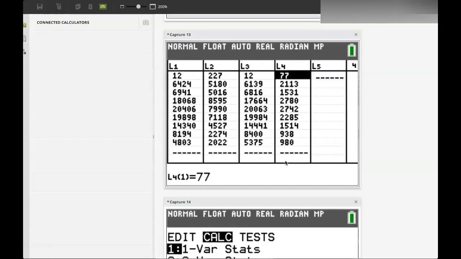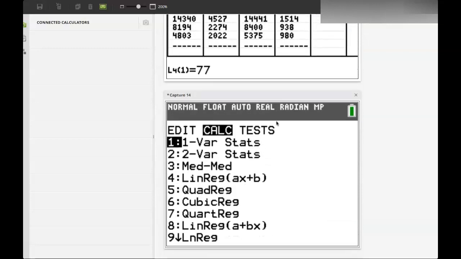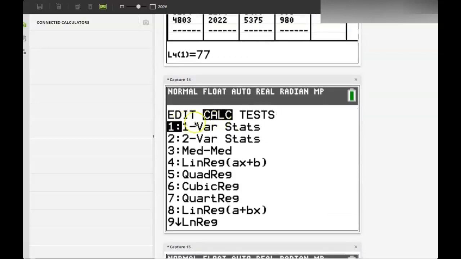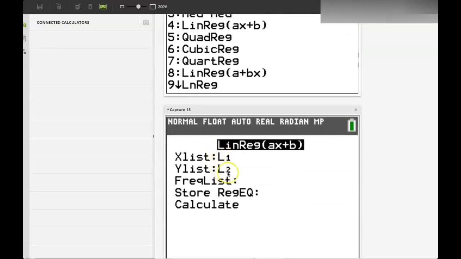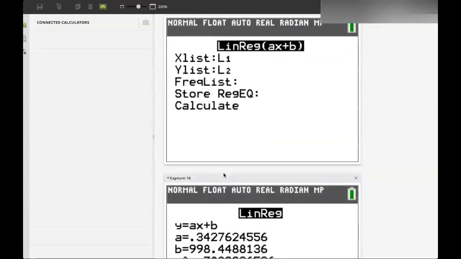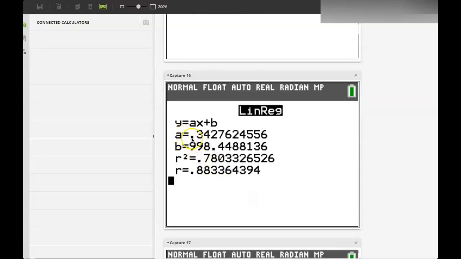So these are our data. I entered L1, L2 for males and L3, L4 for females. Then after that, stat, calculate, scroll down to choose linear regression. You should have L1, L2 because this is based on the first two columns to find the regression line for males. And here is what we got for our line. The slope is this number, y-intercept is here, and correlation coefficient is this one. We had this part before.